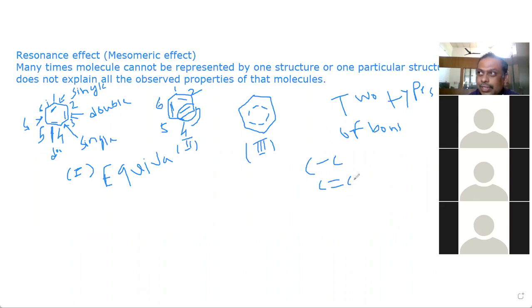Now, the carbon-carbon single bond shows 1.54 angstrom units, and the carbon-carbon double bond should be close to 1.34 angstrom units.